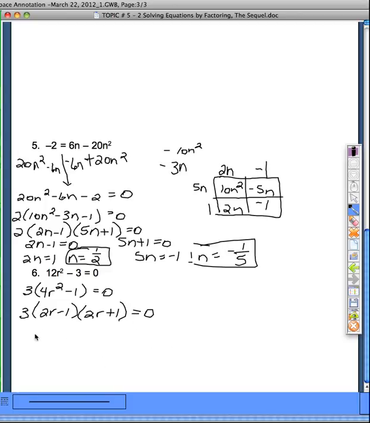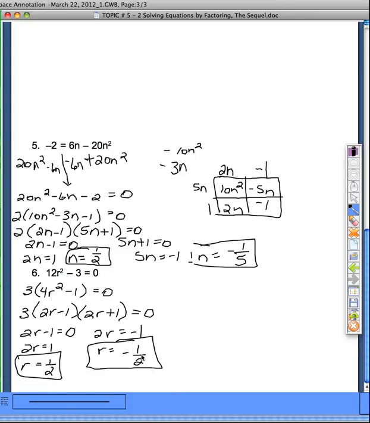Then, setting each factor equal to 0, we have 2r equals 1, so r equals 1/2. And on this one, you have 2r equals negative 1, so r equals negative 1/2. And again, with the difference of squares, you would expect it to be the same answer number-wise, but with different signs. And that will finish off the second lesson of Unit 5.